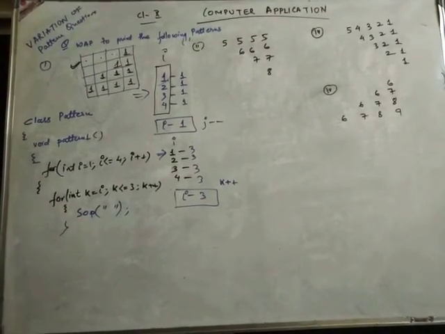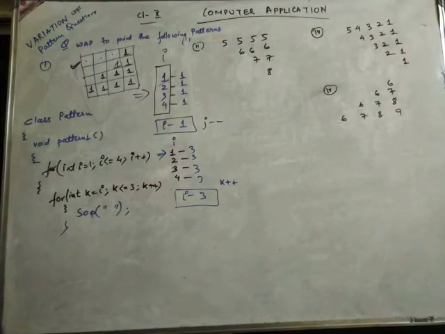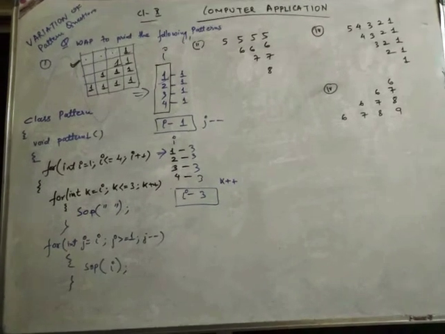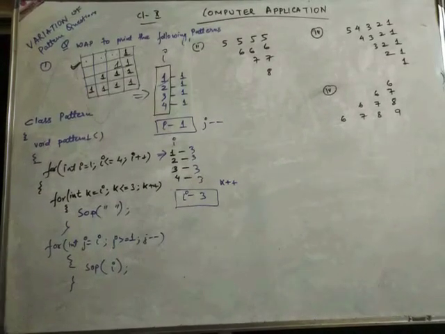So we wrote K equals to I, K less than equals to 3 and K plus plus, and inside the K loop we wrote SOP in the bracket space. So space will be printed according to the loop. Now we'll make the J loop from the first table which we made. The first table we had I to 1 J minus minus. So write J equals to I, J greater than equals to 1, J minus minus from the first table.